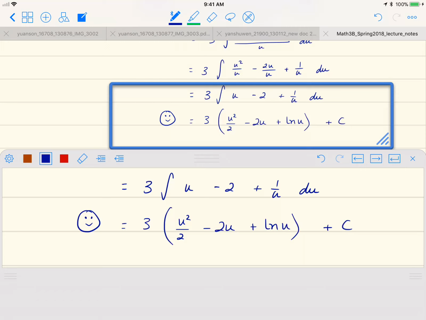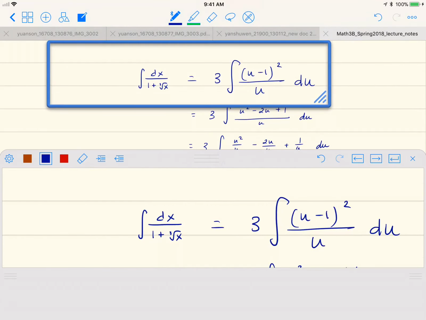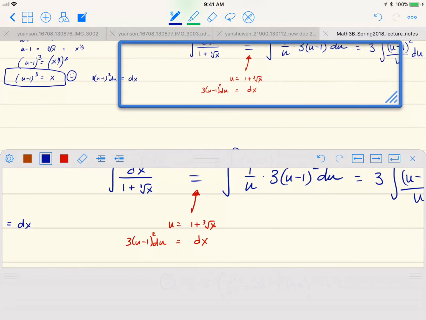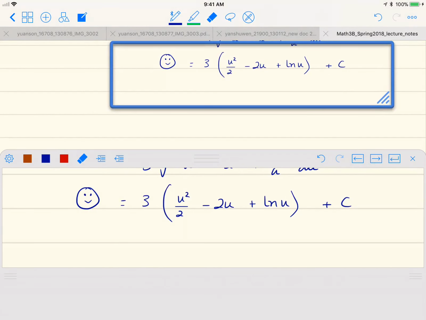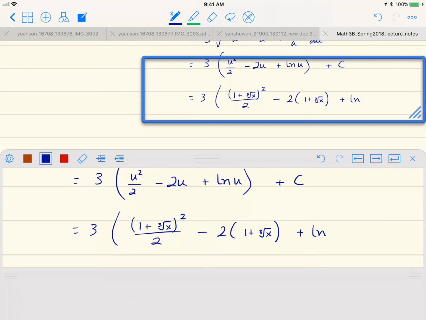Am I done? No. And the reason I'm not done is because, remember, this is a u substitution problem. My original integral is in terms of x. So I need to plug back that u is equal to 1 plus the cube root of x. So let's put here equals 3 times 1 plus the cube root of x, quantity squared, over 2, minus 2 times 1 plus the cube root of x, plus the natural log of 1 plus the cube root of x, plus a constant.